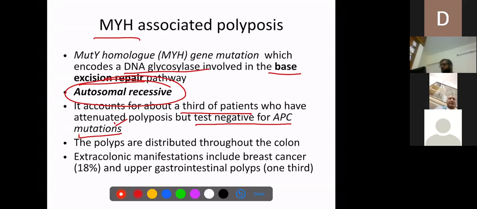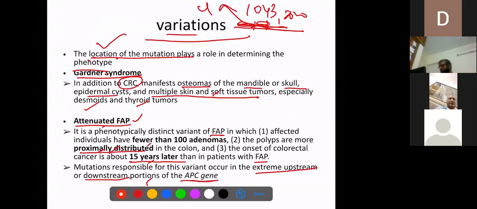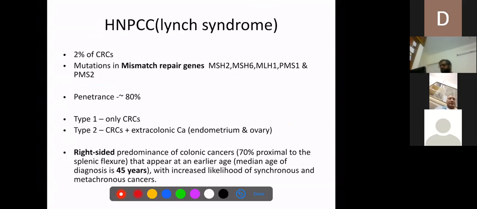The polyps are distributed throughout the colon. Proximal or distal predominance is not studied properly; they say it's distributed throughout the colon. But in attenuated FAP, you have proximally distributed tumors.